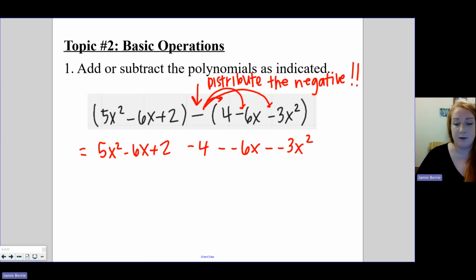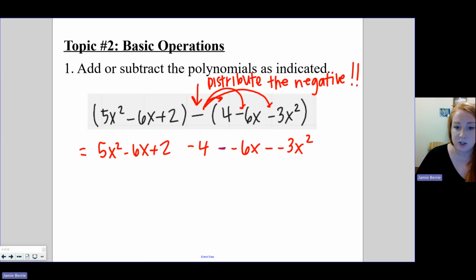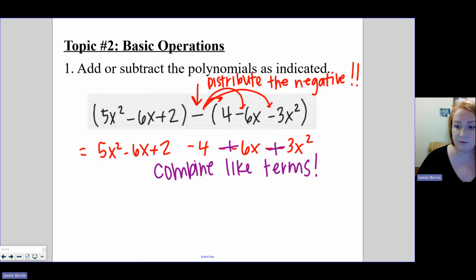So a common mistake is just to say, okay, I'm going to drop the parentheses, and that's just going to become 5x squared minus 6x plus 2, and then just minus 4 minus 6x minus 3x. But in that case, you would be just subtracting the 4. We want to make sure that we subtract everything. All right, so go ahead and switch those double negatives to positives. And then from there, it's the exact same as what we just did. All right, so then you're just going to combine like terms. All right, so like I said, I'm going to leave that for you to do so we can try to keep the video as short as possible.